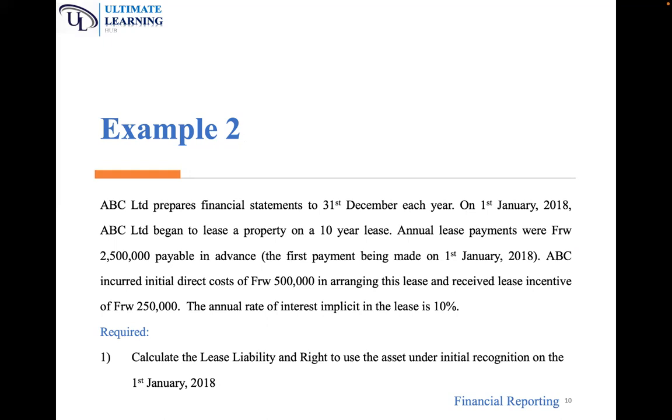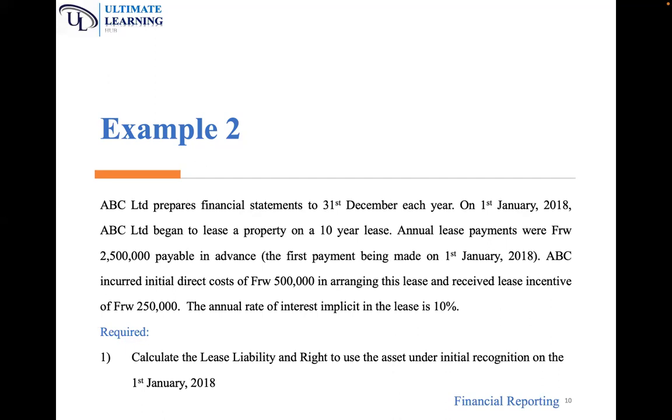ABC Limited prepares financial statements to 31st December each year. On 1st January 2018, ABC Limited began to lease a property on a 10-year lease. The annual lease payments were 2.5 million payable in advance, the first payment being made on 1st January 2018. So the first advance payment was on the date of commencement.